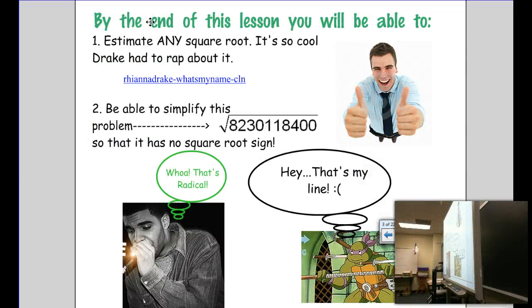By the end of this lesson, you will be able to estimate a square root, and simplify a problem so that there's no square root sign, although we're not going to do a number that big because that's kind of crazy.